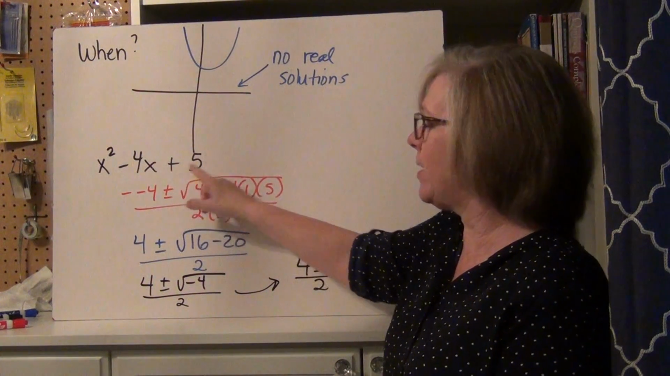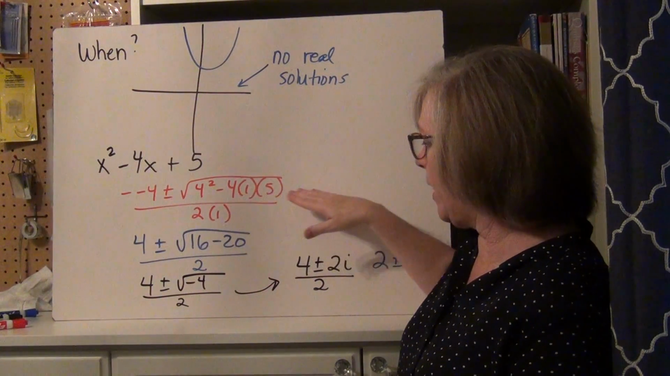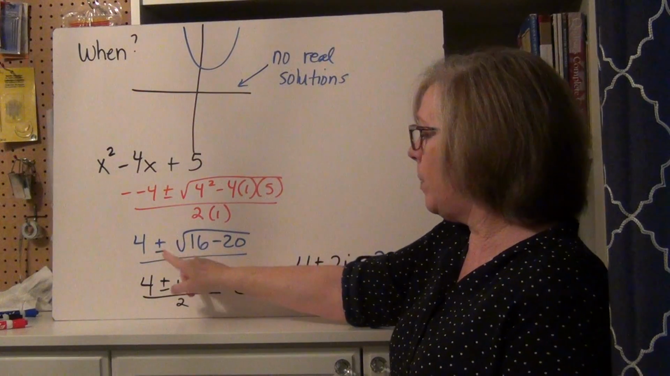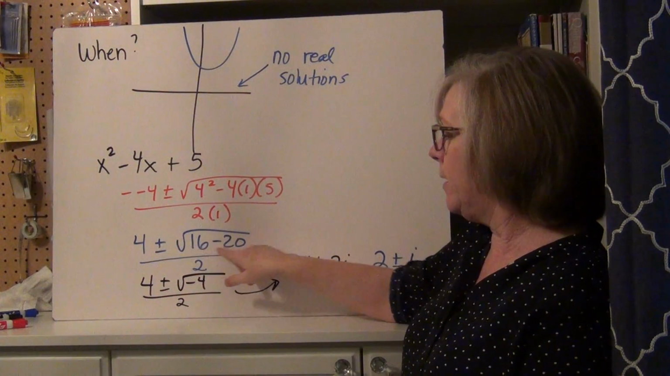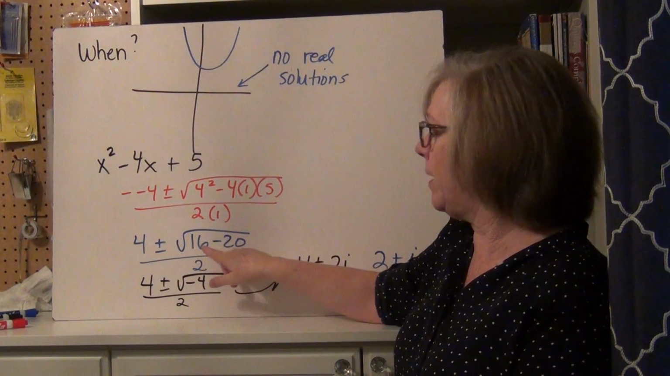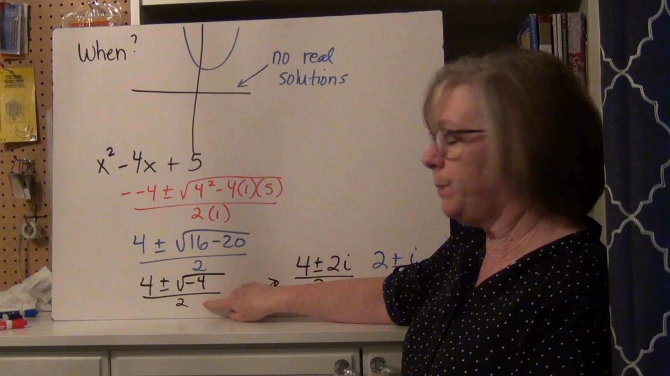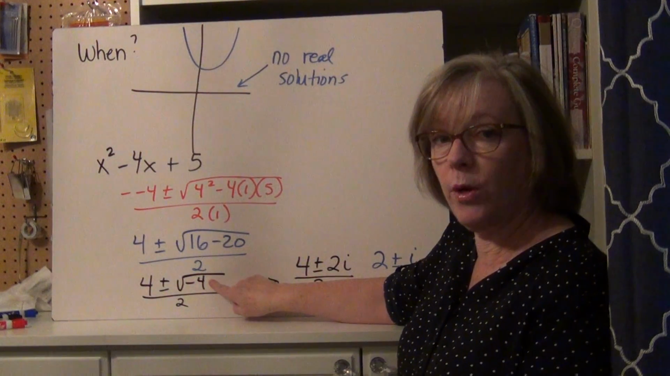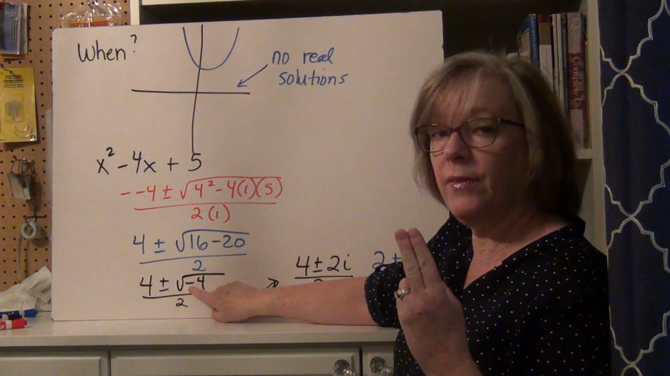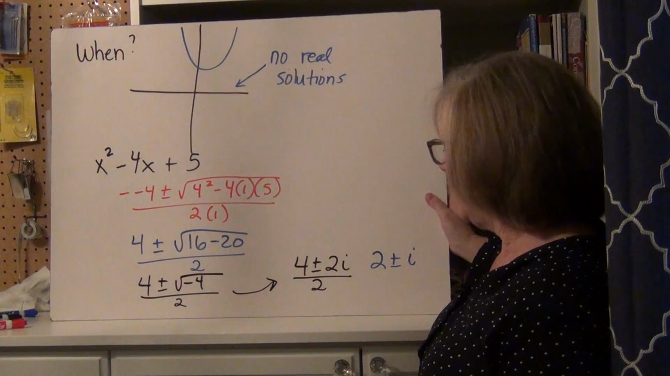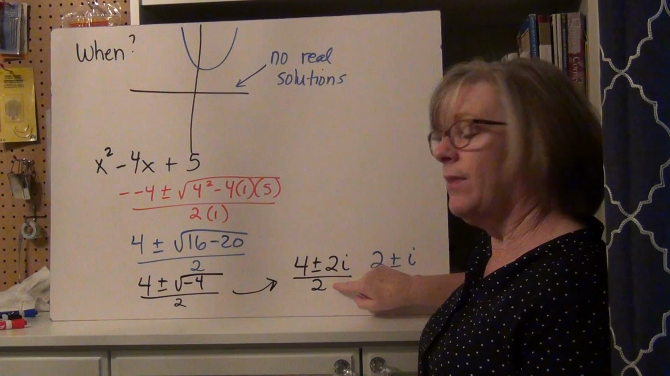So x squared minus 4x plus 5, I put it in the quadratic formula. I get 4 plus or minus the square root of 16 minus 20. I can see right there it's going to be negative because 16 minus 20 is a negative number. And I get 4 plus or minus the square root of -4 over 2. The square root of 4 is 2. The square root of negative 1 is i. So I have 4 plus or minus 2i divided by 2.